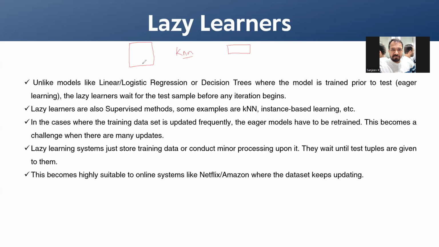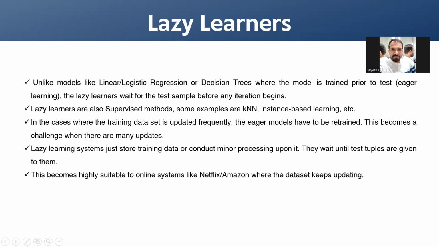So this is memory intensive. Other models are compute intensive. This model is memory intensive. You can go through all the things which I have written in this slide. I don't want to go deep into every point, but more or less the key difference between an eager learner and a lazy learner is that the lazy learner keeps everything in the memory, and when unseen data comes, that is when it starts the iterations.